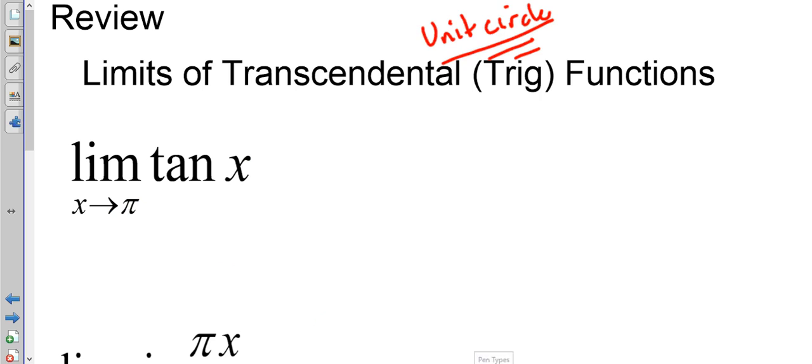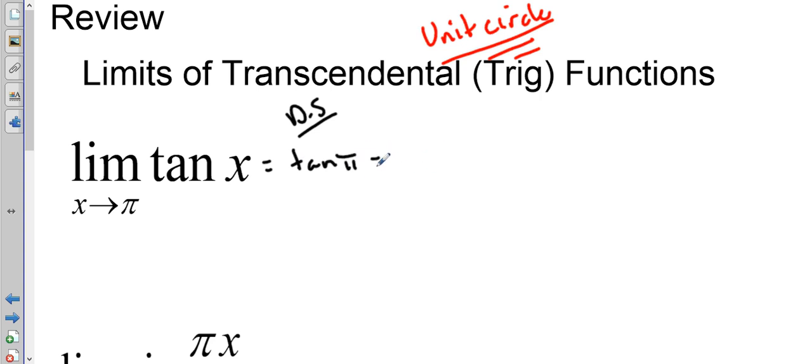As it approaches pi. I'm just going to use this as a little review. So in solving this limit, we're going to see if tangent is continuous at pi. To figure out if tangent is continuous at pi, we're going to use direct substitution. So we're going to plug in tangent of pi into here.